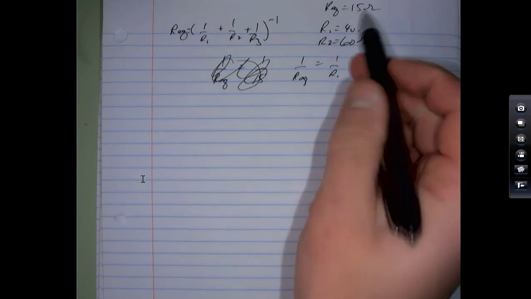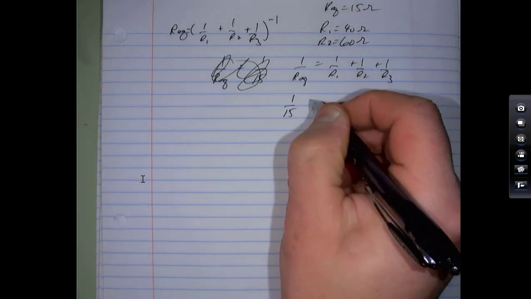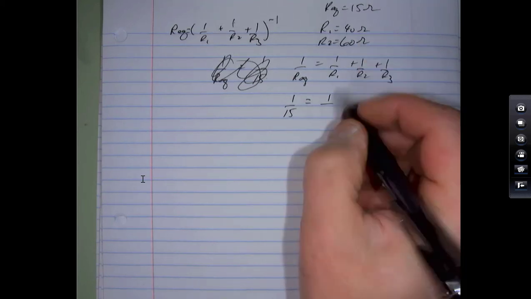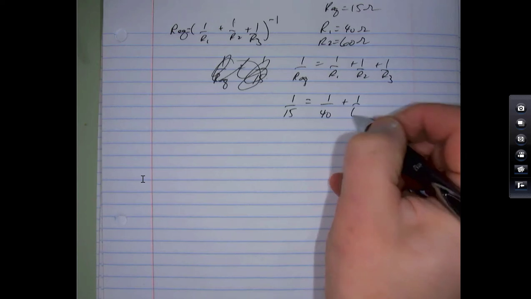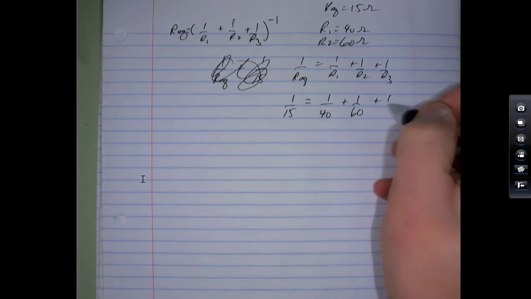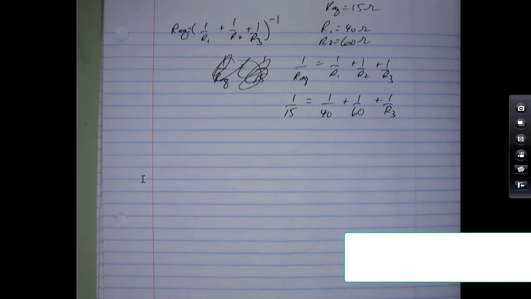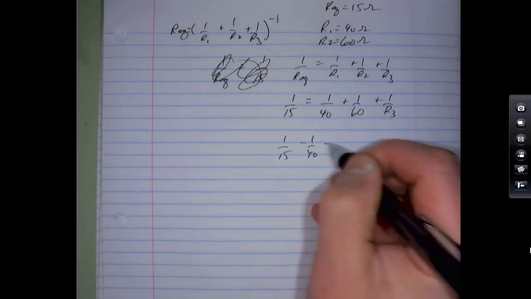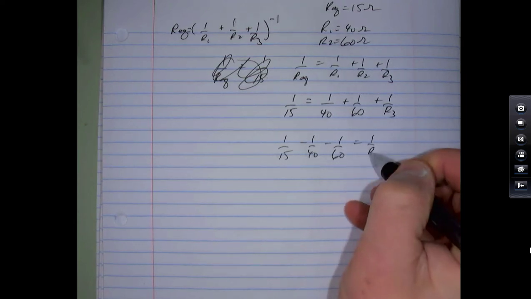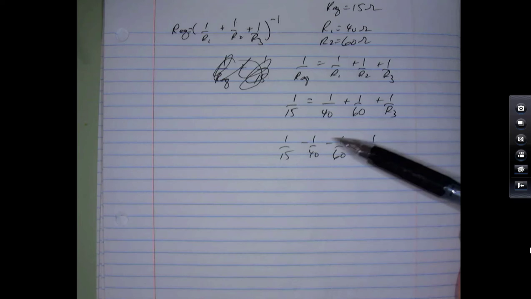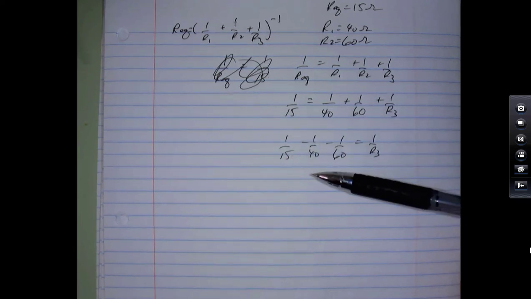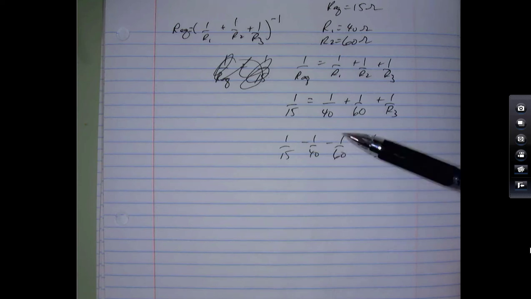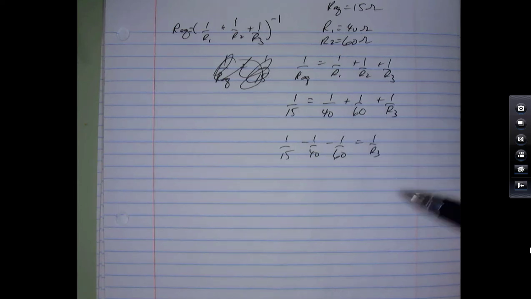So the equivalent resistance is 15, so 1 over 15 is equal to 1 over 40 plus 1 over 60. All these are in ohms. I'm just not writing the ohms part. And then 1 over R3. Okay, so 1 over 15 minus 1 over 40 minus 1 over 60 is equal to 1 over R3. So what you can do is do this in your calculator if you want to. 1 divided by 15, that quantity, minus 1 divided by 40, minus 1 divided by 60, you'll get some number, and then you've got to take the inverse of it to get to R3. Okay, let's look at the next one.